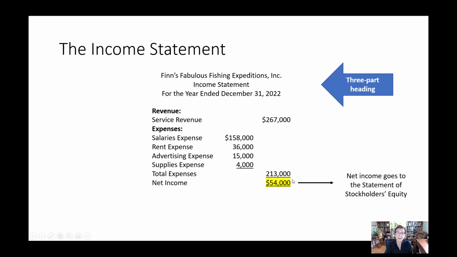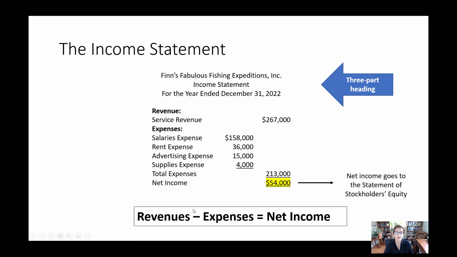And this net income number goes to the next statement, which is the statement of stockholders' equity. Remember I said that the statements are prepared in a particular order, and that's the reason why. You need the net income from the income statement to prepare your next statement, which is the statement of stockholders' equity.